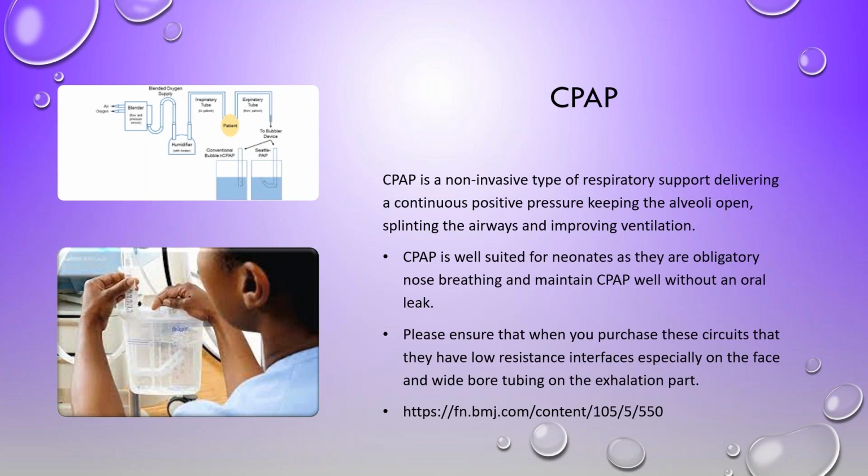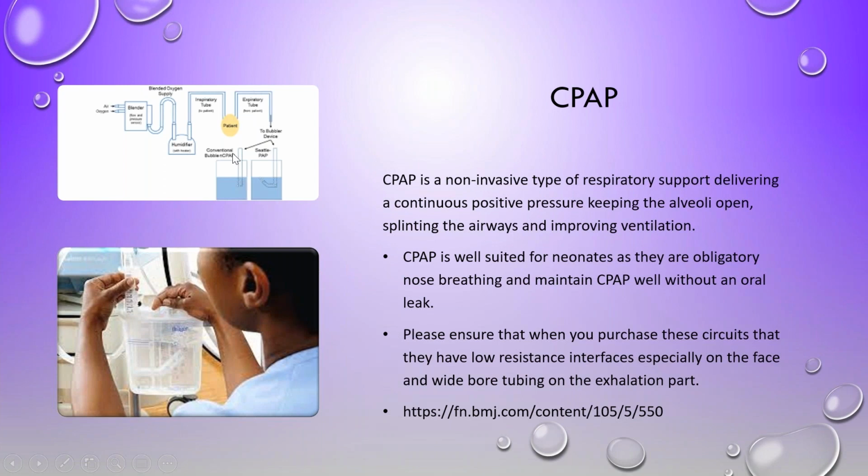So what does the CPAP look like? This is a basic CPAP, or the Seattle PAP. It's a non-invasive respiratory support system delivering a continuous positive pressure, keeping those alveoli open. It also splints the airway in the neonate, and it improves ventilation. CPAP is well suited for neonates as they are obligatory nose breathers, and they maintain CPAP well because there's no oral leak. Now, when you start looking at CPAP, it's very important, and I have put this article down here for you. This is a brand new article. It's also originated from the Nordic countries.